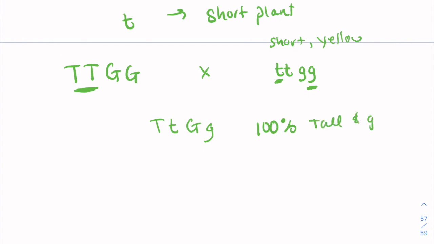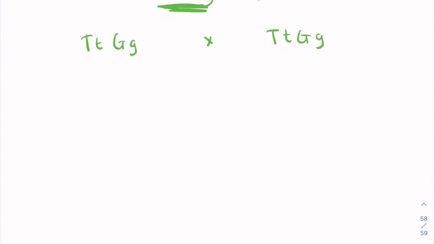Tall and green. But what happens when we breed two heterozygous plants with each other? What happens when we take two plants that are both heterozygous at both genes and cross them with each other? Well, this plant over here can donate a dominant T allele, or a lowercase t allele, a recessive T allele, or it can donate a dominant G or a recessive G. It could donate a dominant T and a dominant G, or a dominant T and a lowercase g, and this one does the same thing.